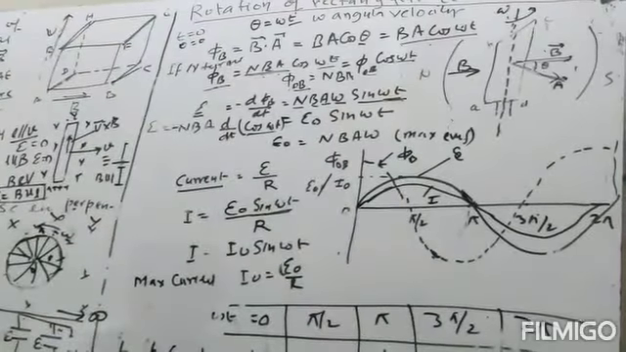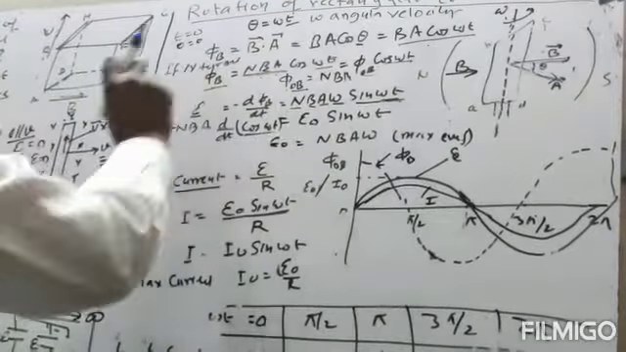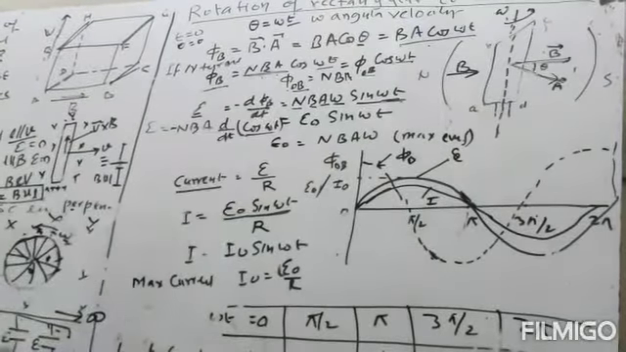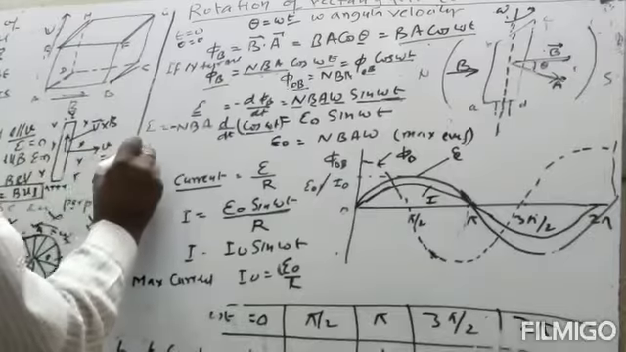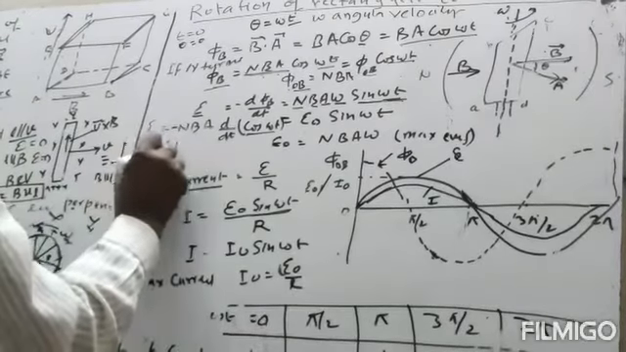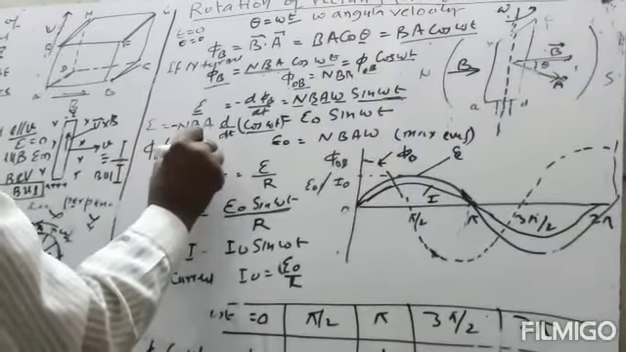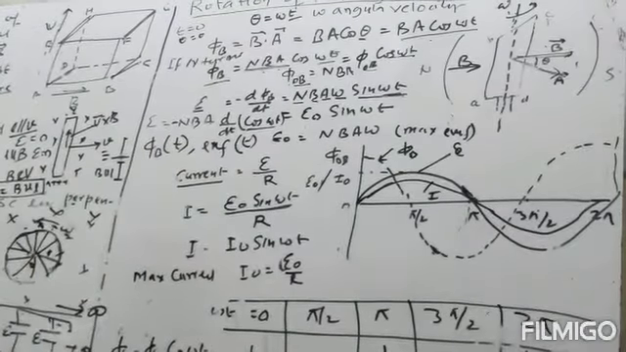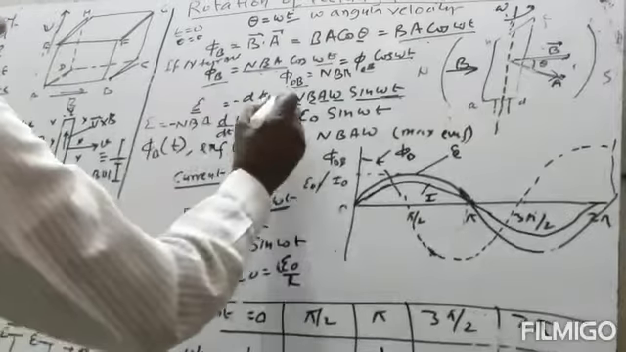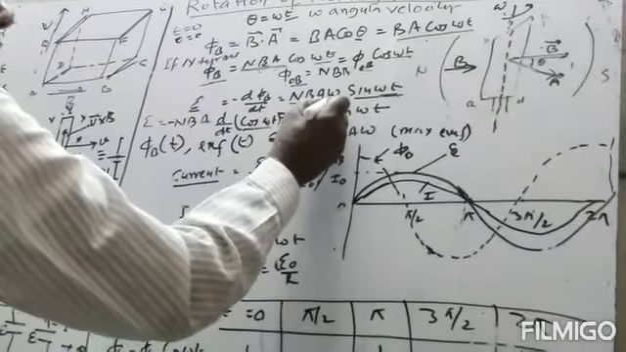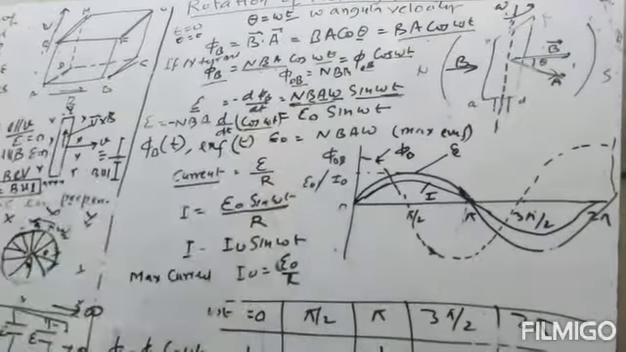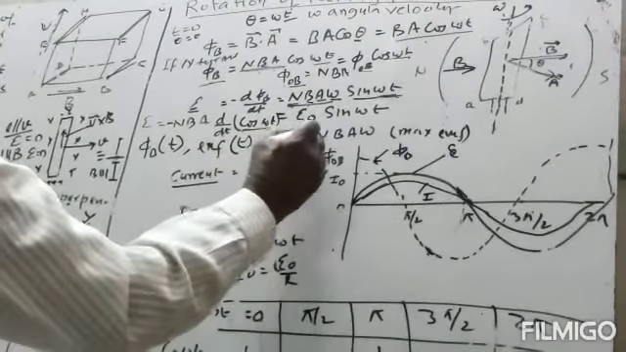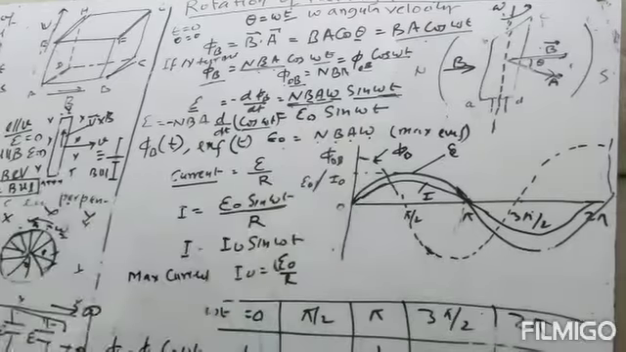Means EMF will change with respect to time. The magnetic flux also changes with respect to time. So magnetic flux as well as EMF is a function of time. Both are functions of time. Now here we can also say that N is constant, B is constant, A is constant, omega is constant. So we put it equal to E0, which is the maximum EMF. E0 will be equal to NBA omega.